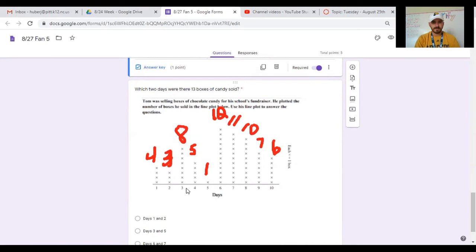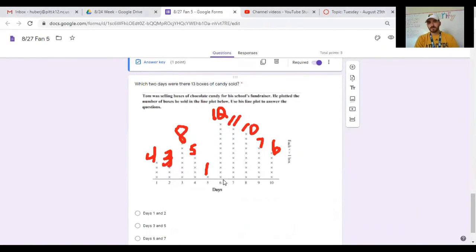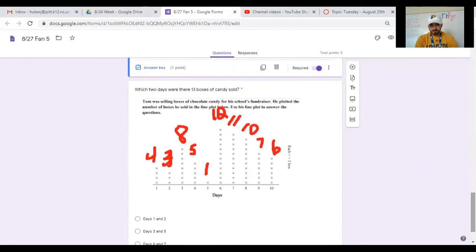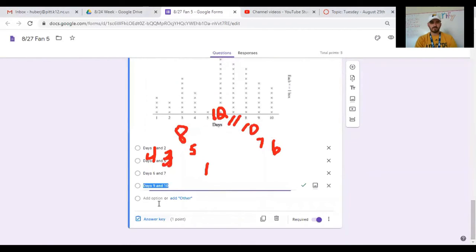All right, days 3 and 5. So for 3, I had 8. 5, I had 1. 8 plus 1 gives me 9. Not enough. Looking at C, it says days 6 and 7. Well, you can look at day 6 and it's got 12 and 7's got 11. You know that's going to be way more than you needed. And then if you look at D, days 9 and 10, 7 here, 6 here, 7 plus 6 would give me 13, which would be D.